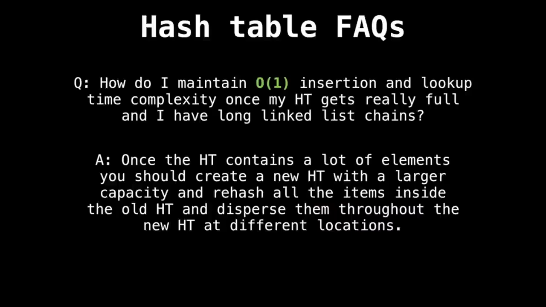Okay, so here's a good question. How do we maintain constant time insertion and lookup time complexity if the hash table gets really full and I have some long linked list chains? Good question. The answer is that once there are a lot of elements within your hash table, you'll actually want to create a new hash table with a larger capacity and rehash all your items and reinsert them into this new larger table, because tables are fixed size.